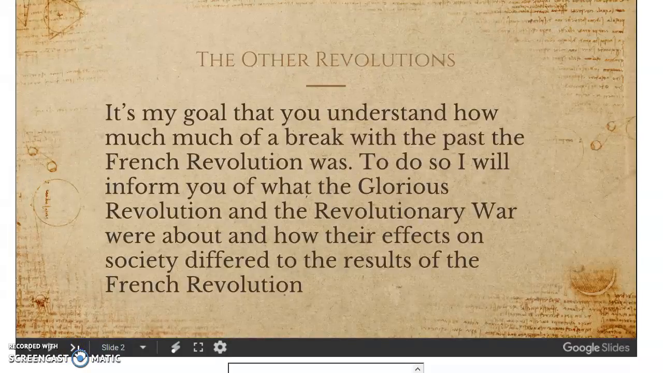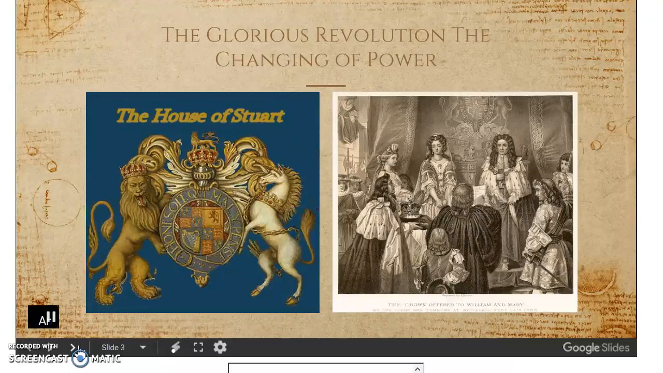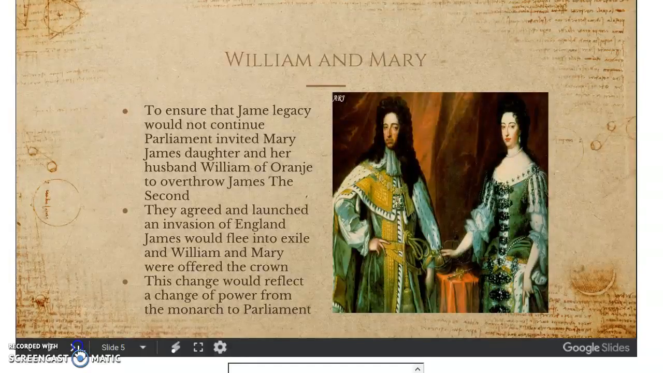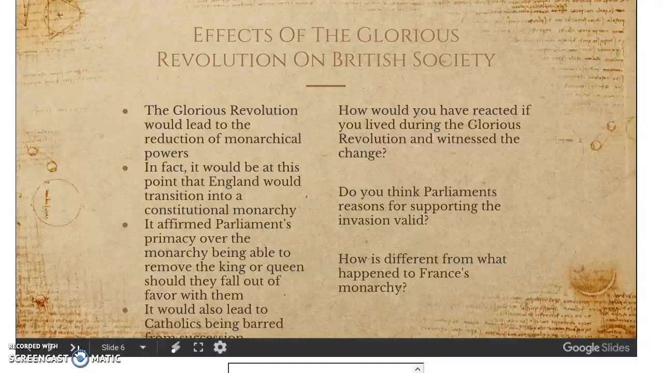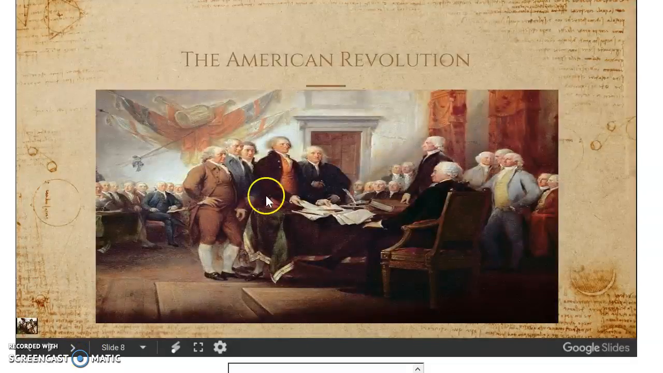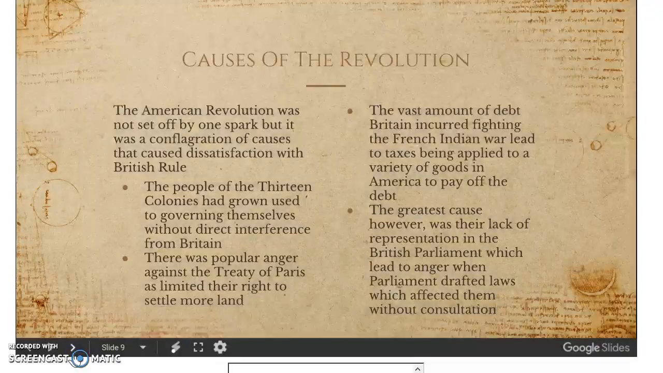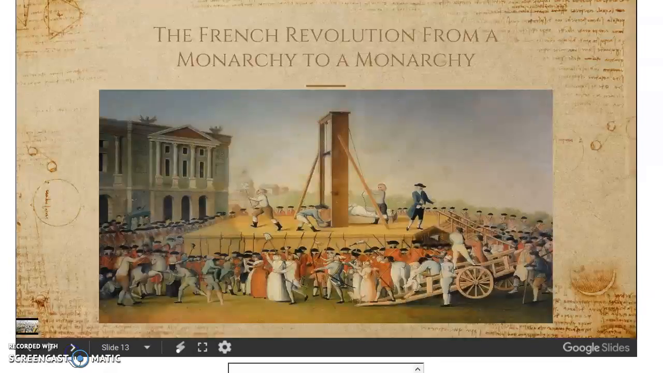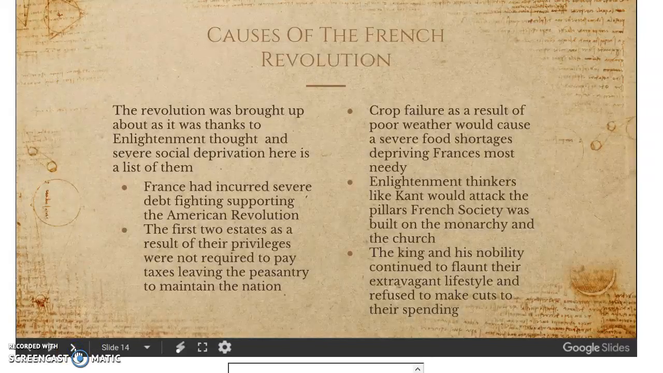This goes over how the revolution differed from previous ones, so in this PowerPoint we will go over the Glorious Revolution, the preceding English dynasty, the usurpers, the effects the Glorious Revolution had on British society, a little short video to go along with it, the American Revolution, and a little fast forward here. The French Revolution, how it changed from a monarchy to a republic and its impact on society.